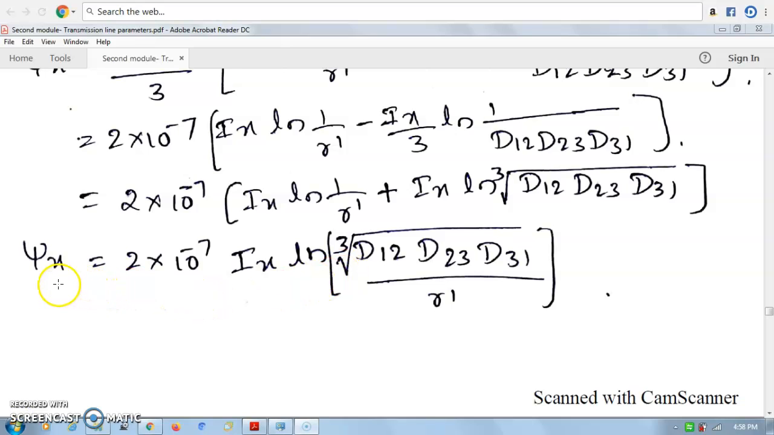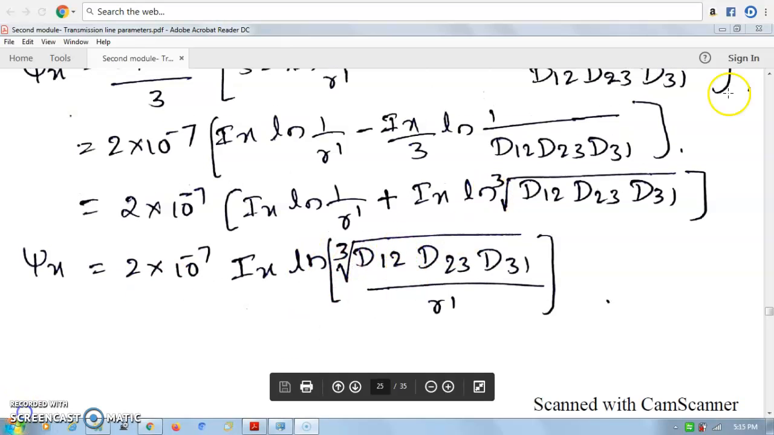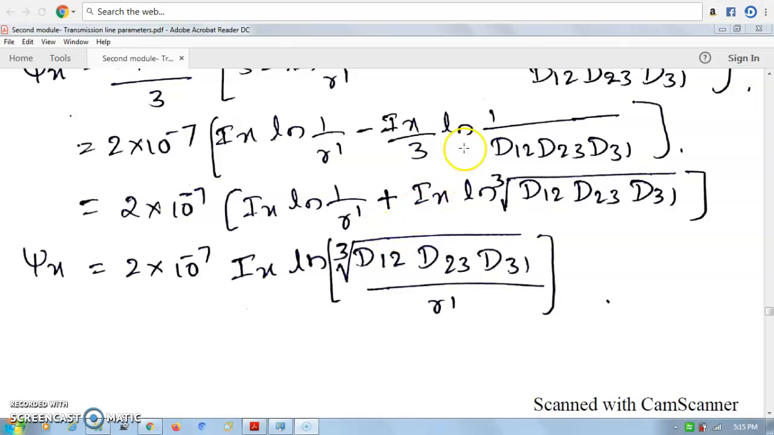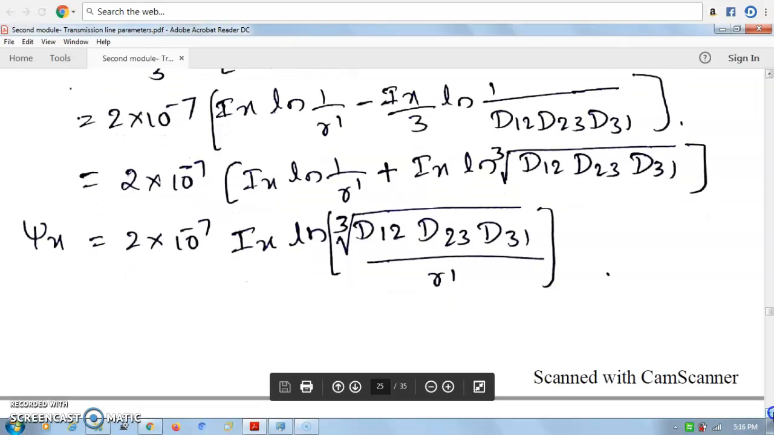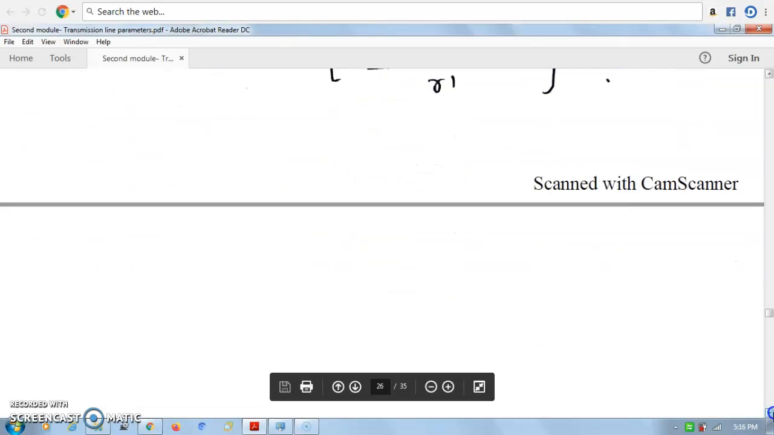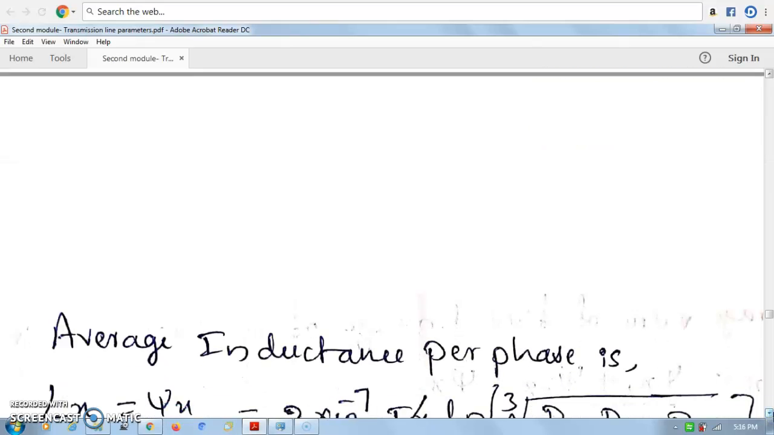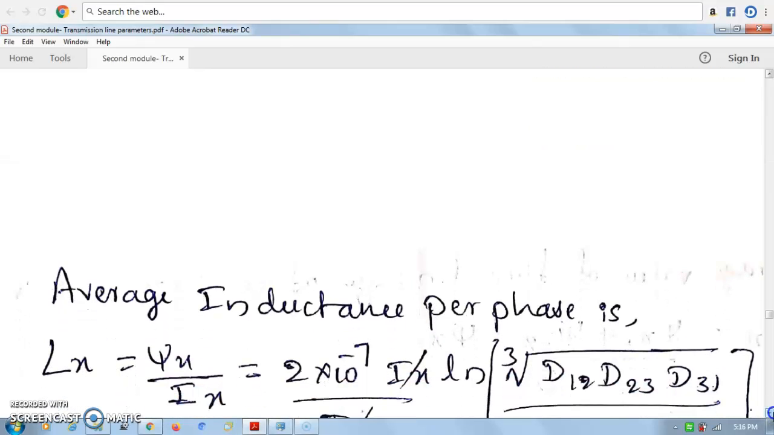So here the flux of the X conductor is 2 into 10 to the minus 7, Ix common, ln of this, 1 by R dash into this term. So the total flux for the X conductor is 2 into 10 to the minus 7 Ix ln of the cube root of d12, d23, d31 divided by the radius. Okay. So this is for the X conductor. In the same way, you do it for the Y conductor and also the Z conductor.